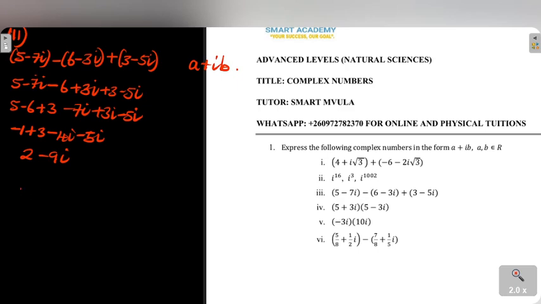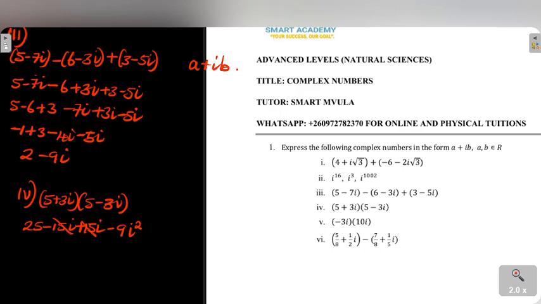Then moving to part 4. For part 4, we have 5 + 3i multiplying with 5 − 3i. So now you start multiplying. 5 times 5, we have 25. Then 5 times negative 3i will give us negative 15i. Then 3i times 5 will give us positive 15i. Then we multiply again: 3i times negative 3i will be negative 9i squared.